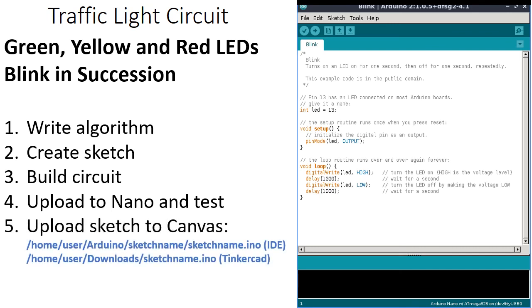Once it works, I would like you to take the sketch and upload it to Canvas. So here are the paths where you will find your sketch based on what utility you use to create the sketch. If you use the Arduino IDE, this is the path where you'll find it. Now, sketch name is going to be whatever you name it. It's going to be in its own directory, and then it's going to be the sketch name, whatever it is, .ino. If you use Tinkercad, there's a download capability, and you can download the sketch onto your computer, and then you can just upload it from there.